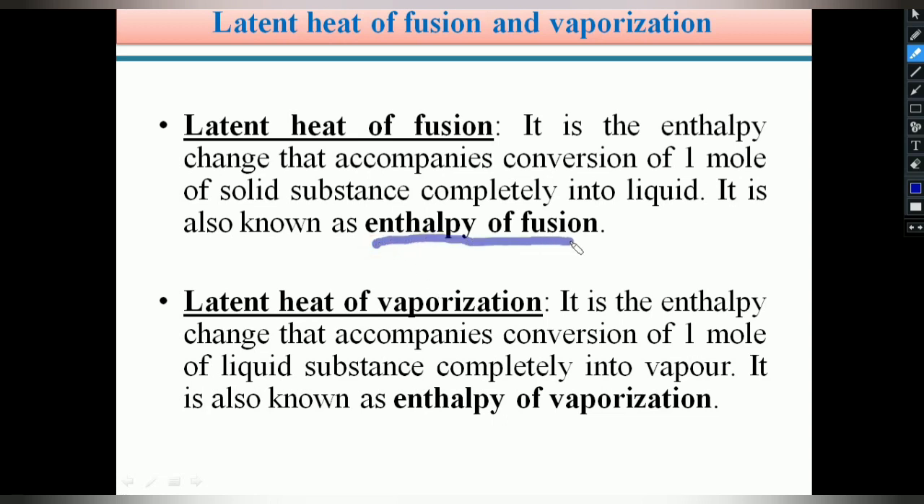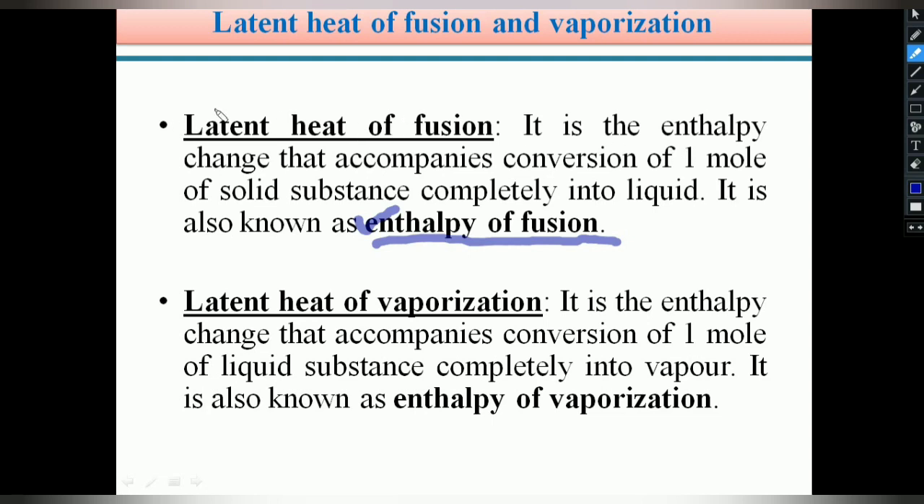So students, please be familiar with these words. Both latent heat of fusion and enthalpy of fusion represent the same thing. So this is very simple. No need to learn this definition by heart, students. Directly, 1 mole of a solid substance is converted into liquid state. During this conversion, the change in enthalpy, or enthalpy change, is nothing but latent heat of fusion.